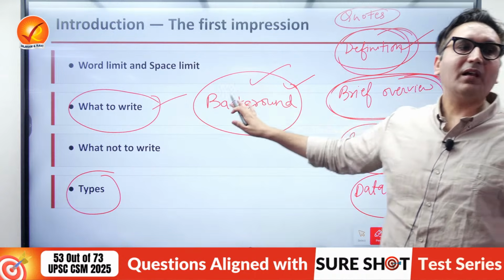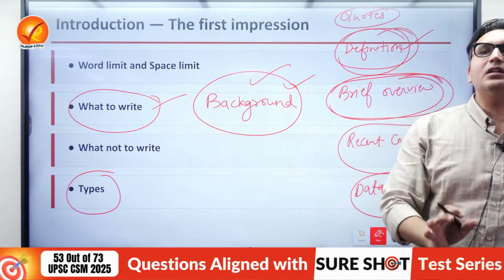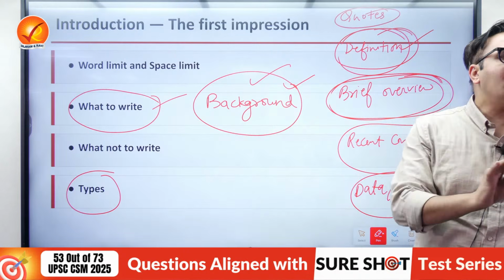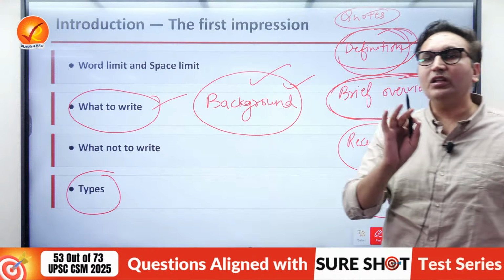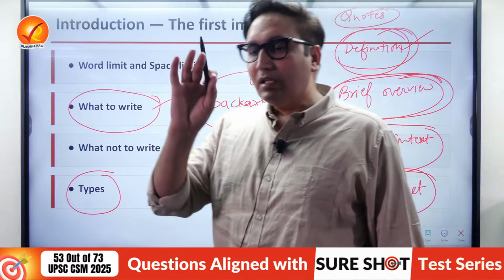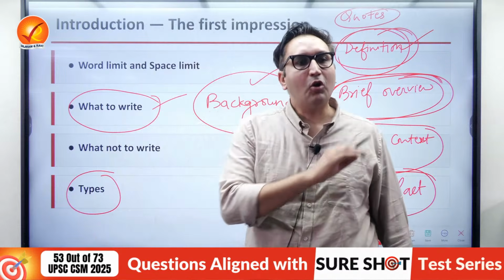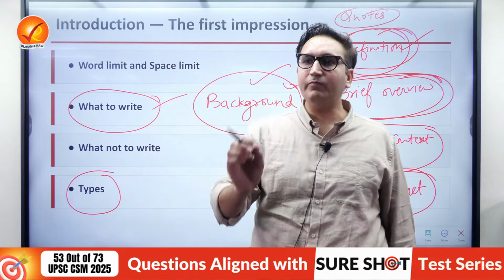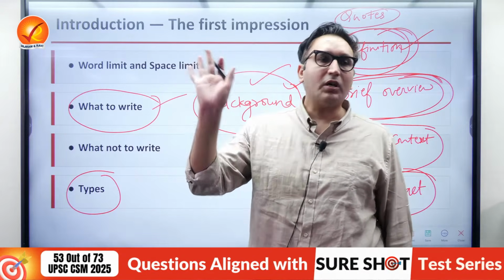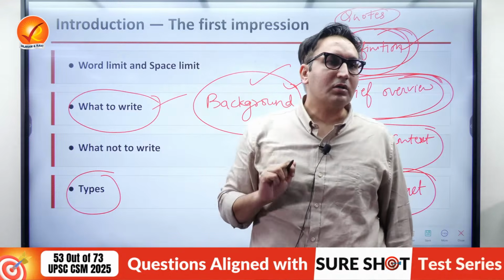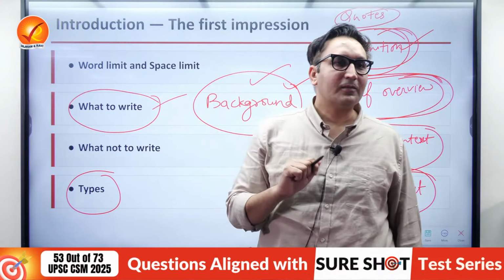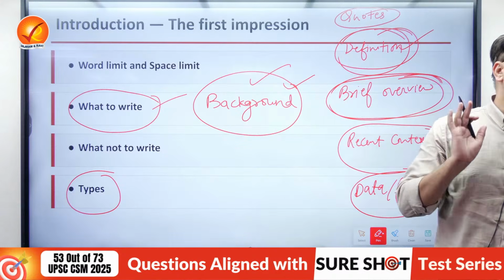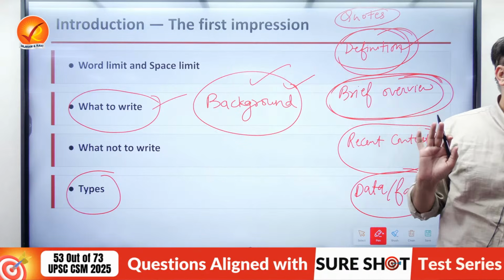If you are writing background, I am guaranteeing you, 99 times out of 100 you will not be able to write background in less than 50 words. It will always cross the word limit. Anyone who can write a brief background within 25 words is a pro writer, which you are not, right? Because you are just starting. So why not avoid it? Unless it is absolutely necessary, it is better we avoid it, right?